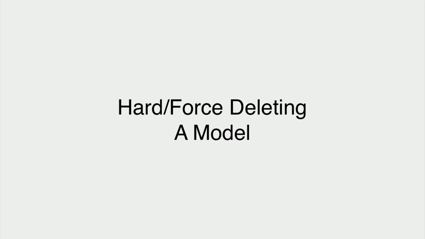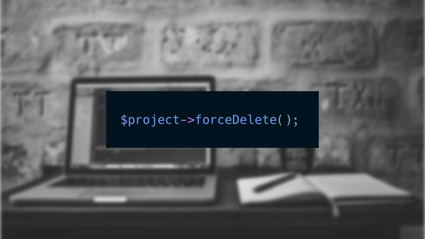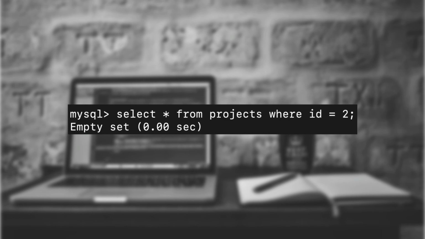Hard or forced deleting a model. Let's say we have a case where someone accidentally entered information and we need to delete the record from the database and not just mark it as deleted. The soft deletes trait provides the forced delete function that will do just that. Now if we look back into our database, we see that the row is missing from the database.